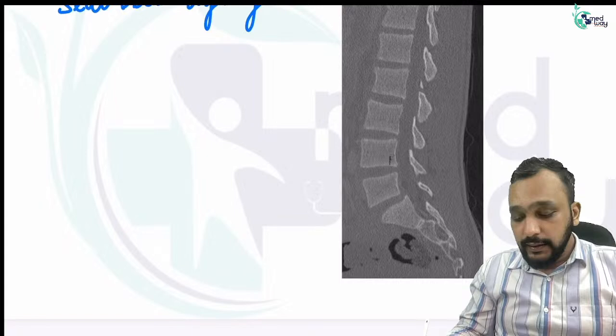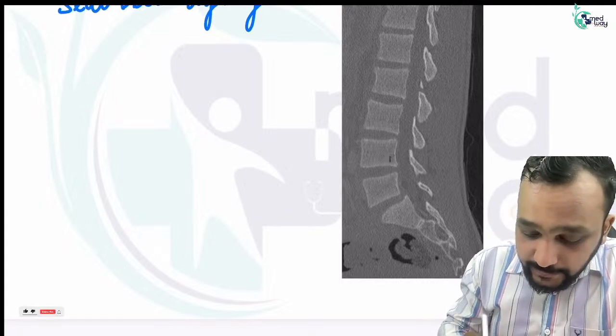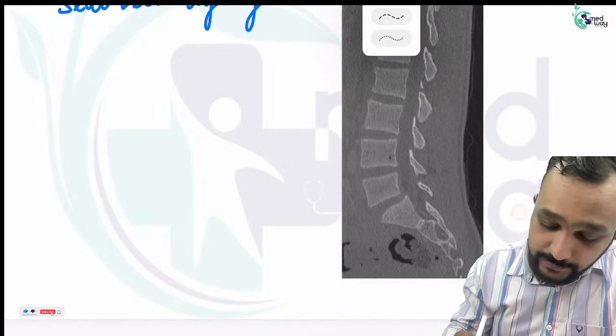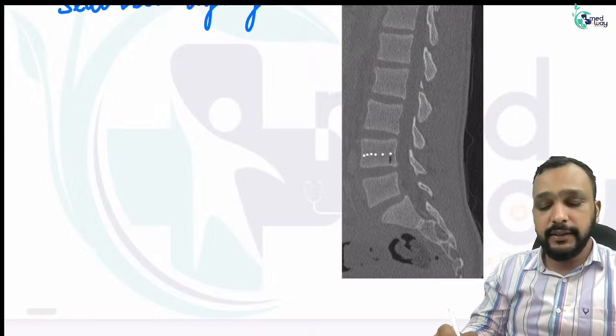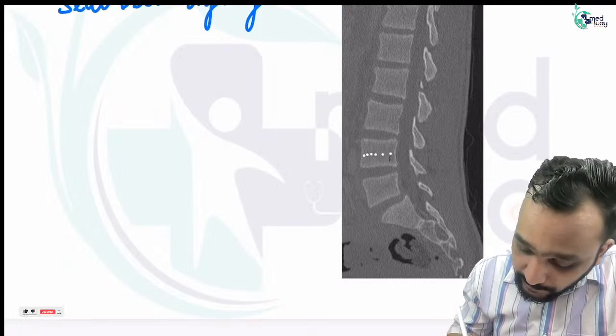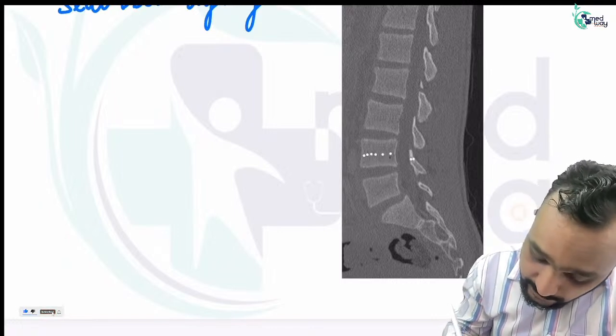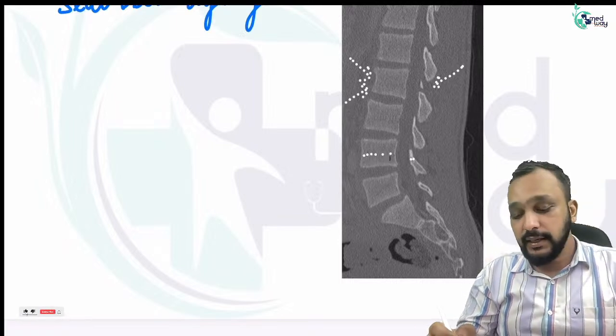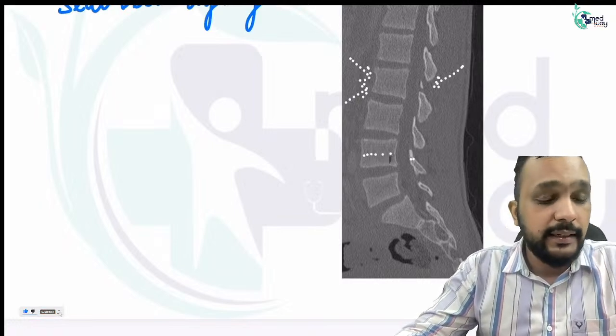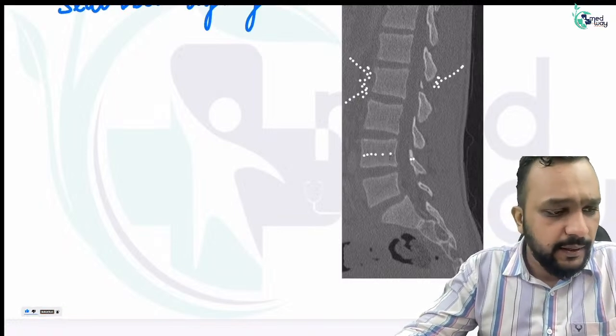What you will see is a fracture line, a transverse fracture line, seen traveling through the vertebra along with involvement of the posterior column. Here we can see the vertebra which was involved. There was a transverse fracture line, and a little decrease in the height of the vertebra, right?